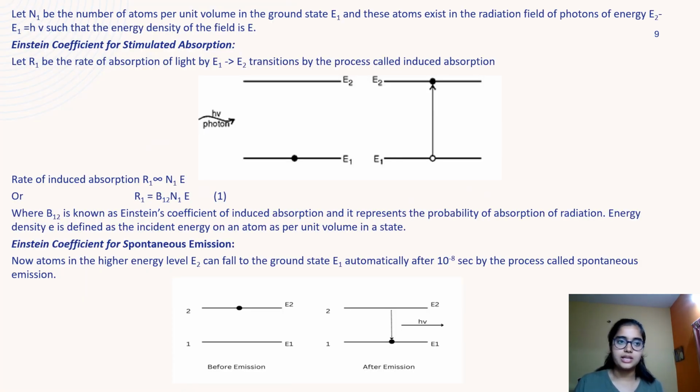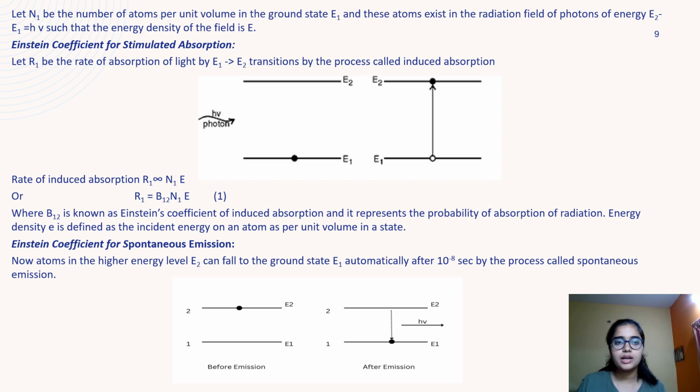Let's derive Einstein's coefficient. Let N1 be the number of atoms per unit volume in the ground state E1, and these atoms exist in the radiation field of photons of energy E2 minus E1 is equal to h mu, such that the energy density of the field is E. First one is Einstein coefficient of stimulated absorption.